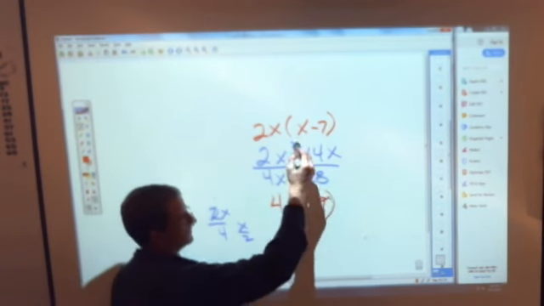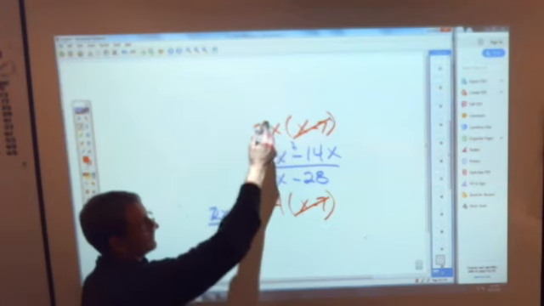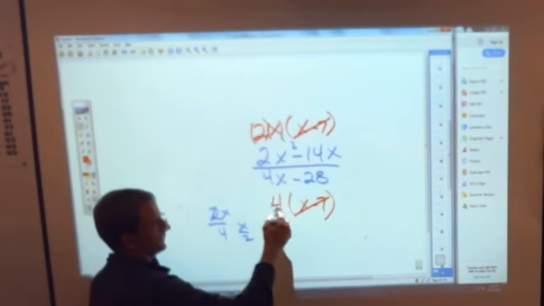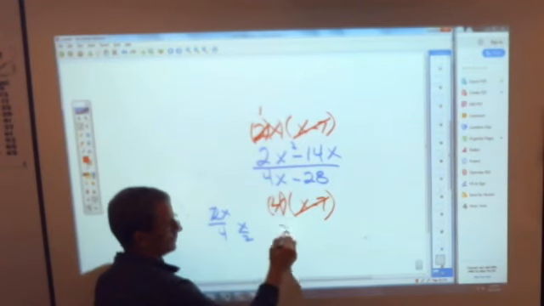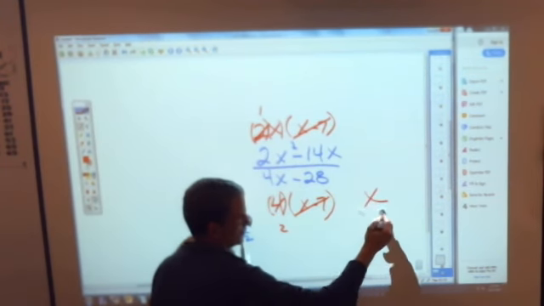And these x minus 7's do cross off. And these are factors. This is 2 times x. This is just a 4. So yeah, this will cross off and give you 2 on the bottom. So it's x over 2.